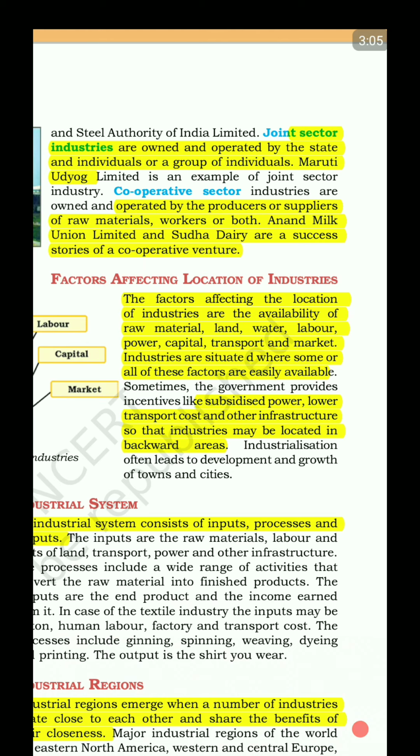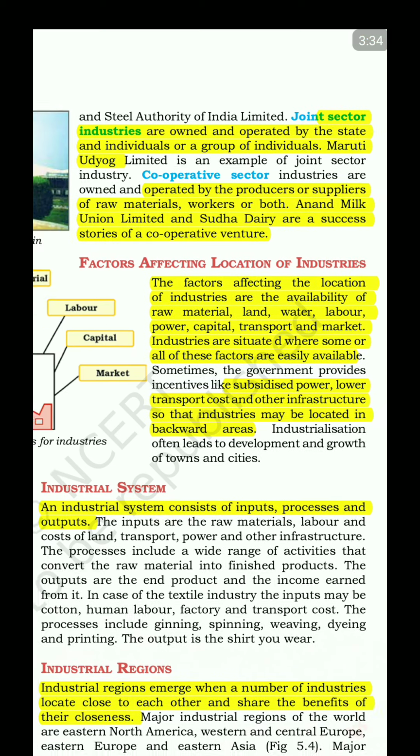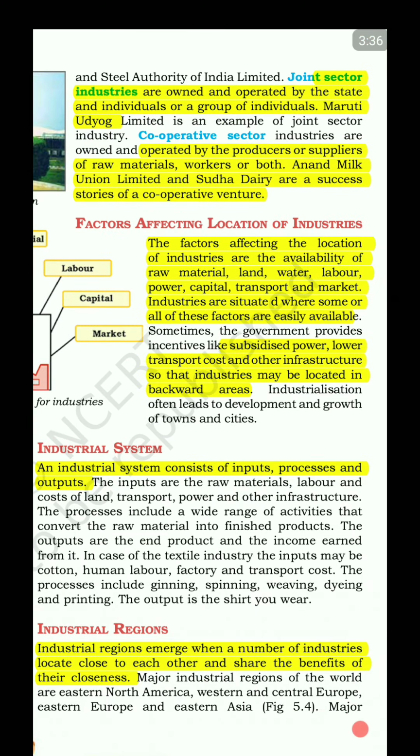Labor is quite available everywhere. Water is another important factor. Land is another important factor. A flat land is preferred by the industries. And definitely, climate is also a very important factor. We'll be seeing this. Sometimes the government provides incentives like subsidized power and transport, so that industries may be located in backward areas, as we saw in the second and third five-year plans. Because industrialization leads to the development and growth of towns and cities.